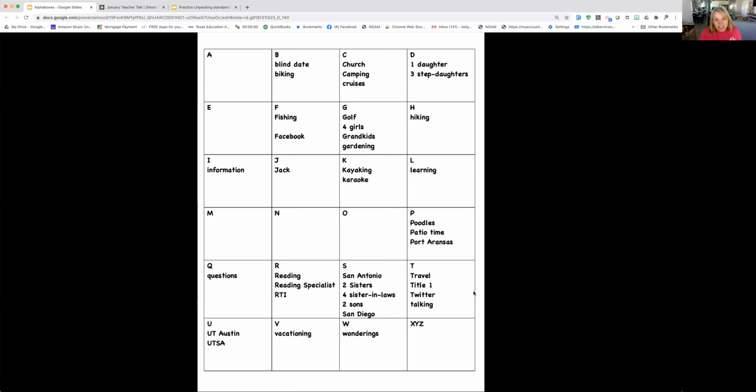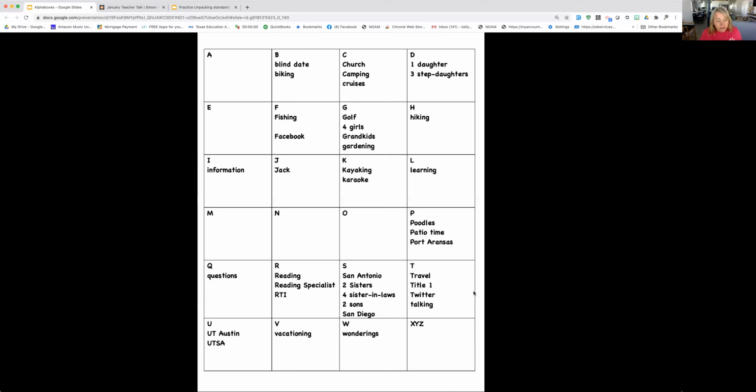So it's super easy to use, and by the time the students have created their own, and they can add to them at any time, they really end up with a word bank that they can use to write about themselves, or a start for ideas for those days when you can't think of anything to write about. You can just pull out your Alphaboxes chart and say, what could I write about today?